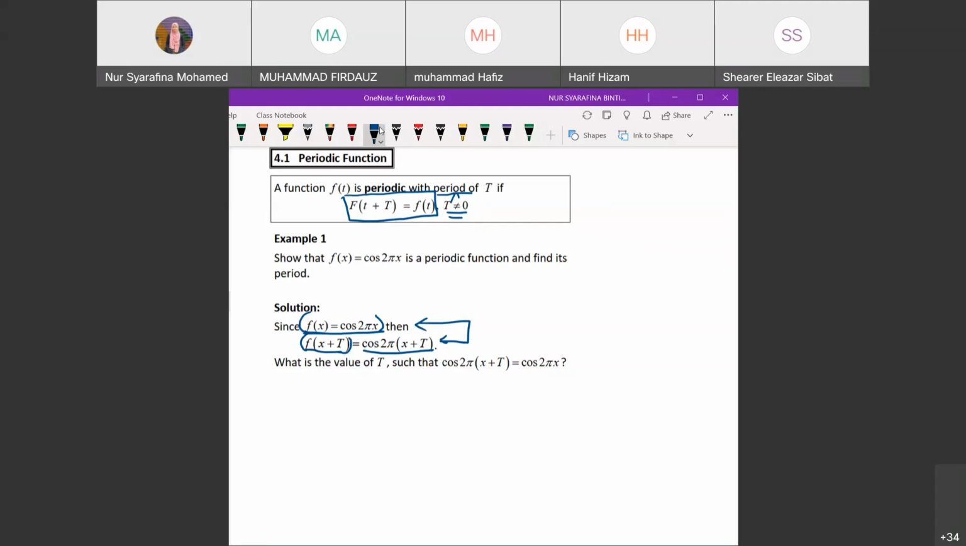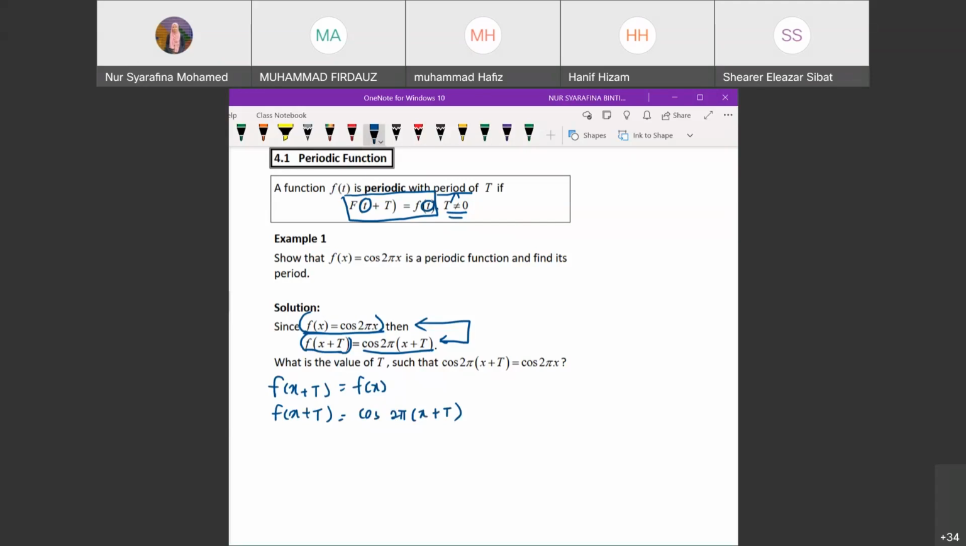Note that the definition of a periodic function is f(x + T) equals f(x). So here we use T, and here is T. Now this is x, this is x. Your function is in terms of x. So f(x + T) is given by what? f(x + T) here is cos 2π(x + T).